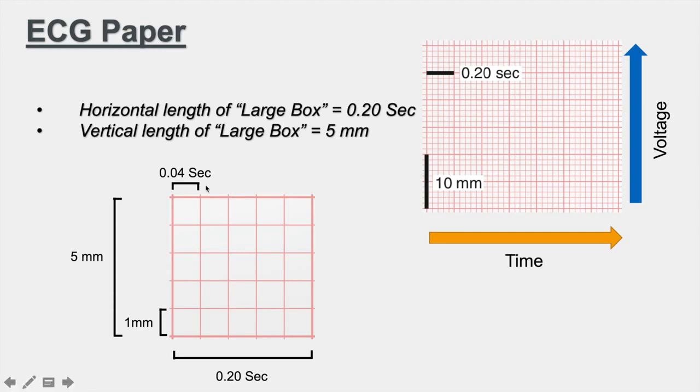But it's also important to recognize that the horizontal axis denotes time and that each of these boxes represents 0.04 seconds of time, because we're going to use this a lot as well to calculate and make sure that, say, the PR interval is not prolonged, those types of things. So it's important to use when we're looking at intervals. We're going to talk a bit more about that later.